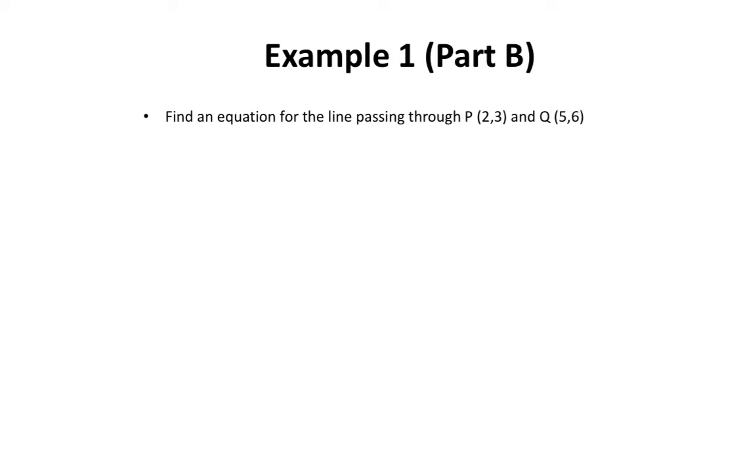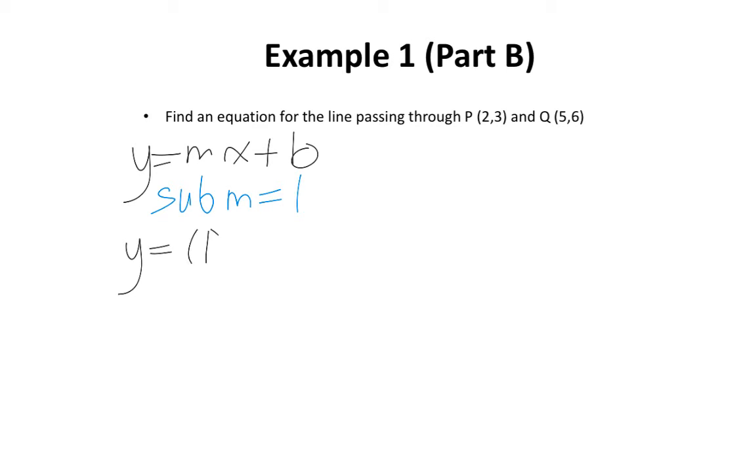Therefore, 6 minus 3 is 3, and 5 minus 2 is 3, which means our slope is 1. Now that we have our slope, we need to find our y-intercept. What I'm going to do is substitute in my slope, which we determined to be 1. Now, since anything multiplied by 1 stays the same, I'm going to remove the 1.